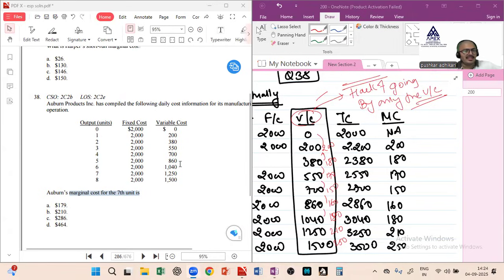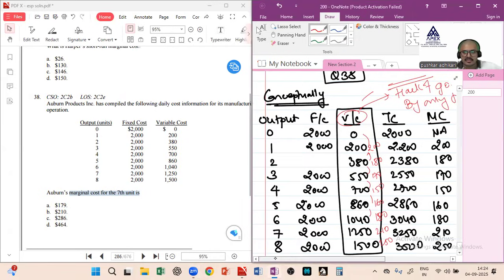Right now, having said this, they're asking us for which unit? They're asking us for the seventh unit. So for the seventh unit, what is the answer? The answer is 210. So just take 210 here and politely say bye bye to the question. Understood? What do you have to do? You have to just take the variable cost element.